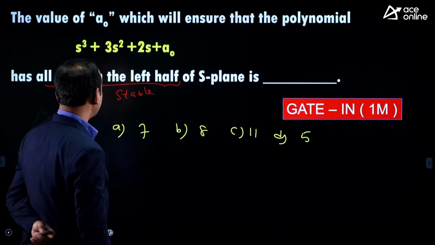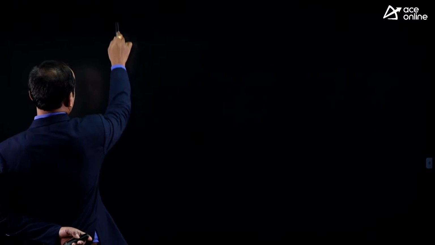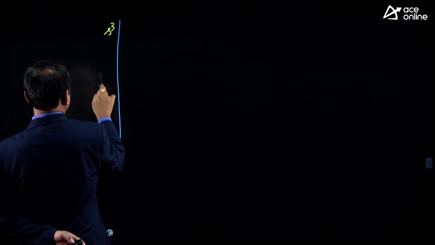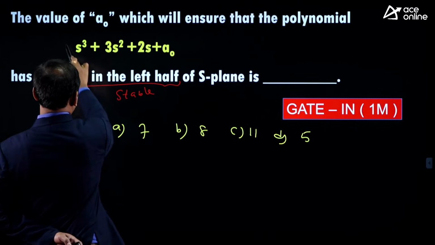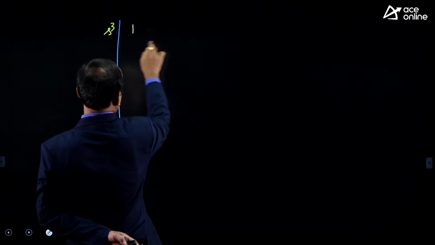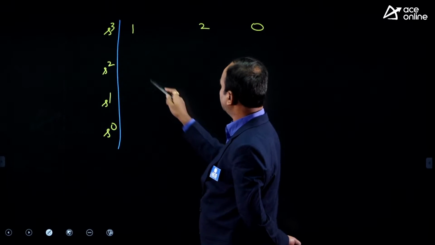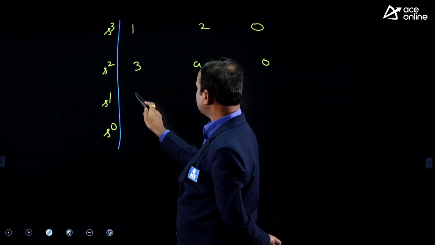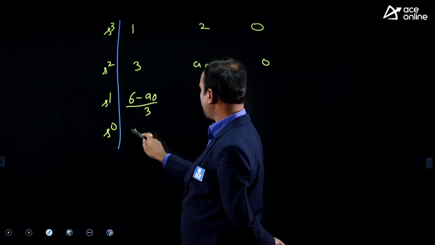So for stability, all the coefficients should have the same sign. So I am writing s power 3, s square, s power 1, s power 0 here. The coefficients are 1, 2, 1, 2. Now the next elements are 3 a naught, 3 a naught. So this is (6 minus a naught) upon 3, 0. So this is a naught.